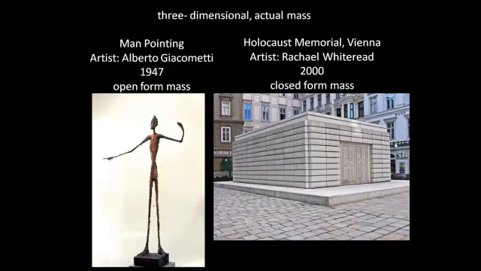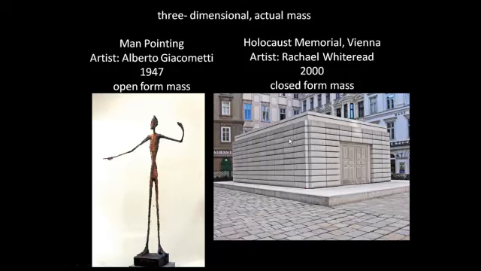Now think about this for a minute. What is the point of a memorial? What is its function? The point of a memorial is to memorialize, to remember. We don't want to simply remember for a week or a month. We theoretically want to remember forever. And so think about her choice of closed form mass. Closed form mass tends to convey a sense of permanence, of stability, of strength. This idea of remembering forever. This is going nowhere.